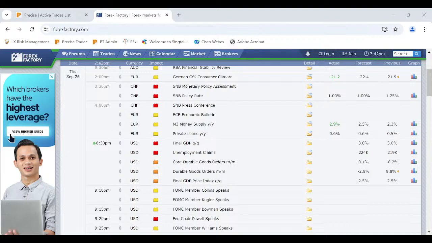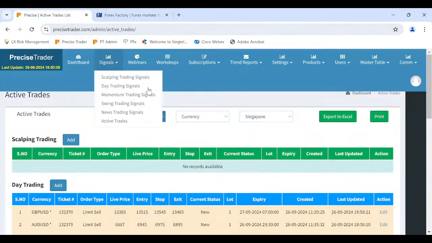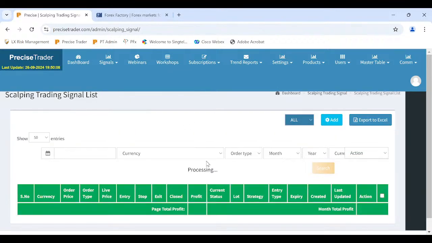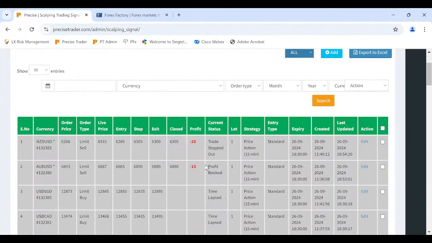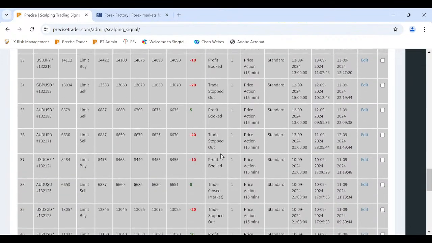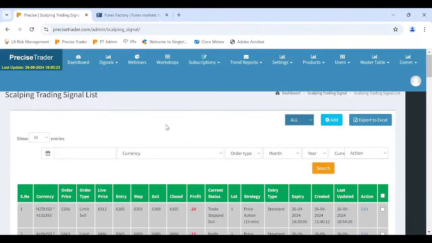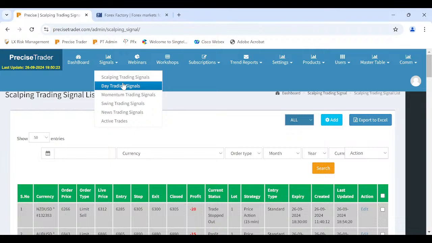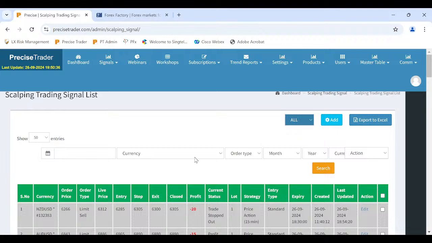Now, before I go further, I would also want to share with you the previous trade outcome. Basically, we took a sell on the New Zealand dollar and got stopped out, and on the Aussie dollar we closed at a 15 pip loss. This was the trade we did this afternoon. On the day trading, we took a couple of trades. Just give me one minute.